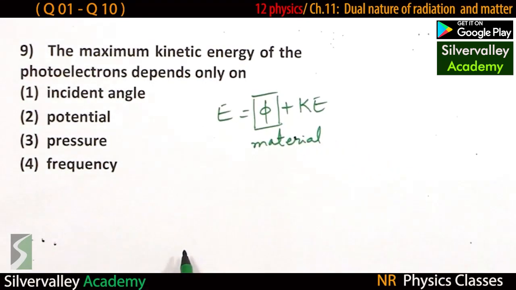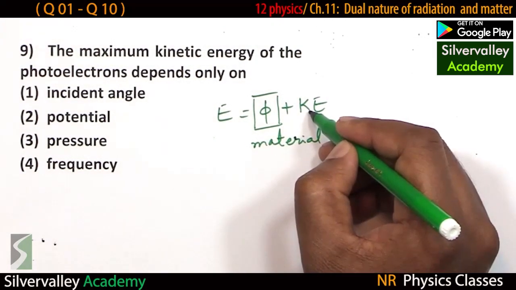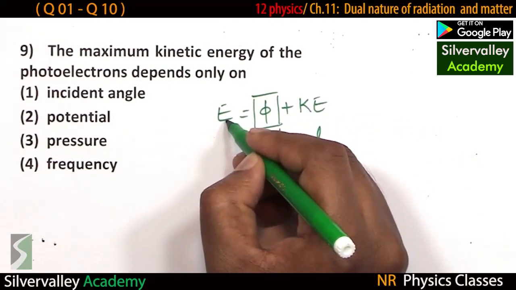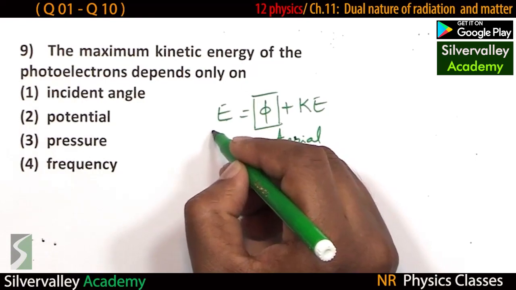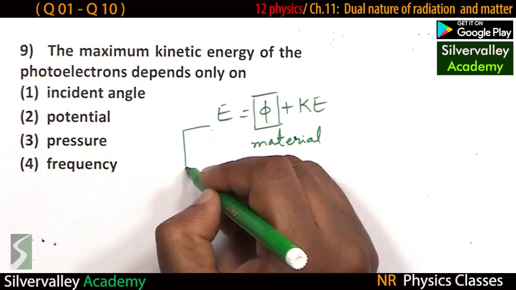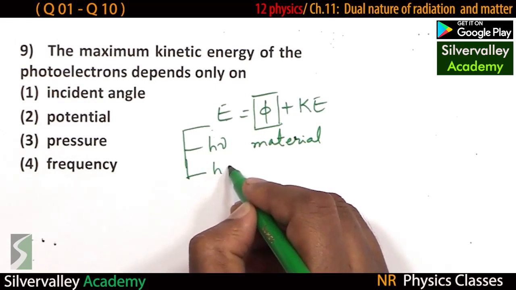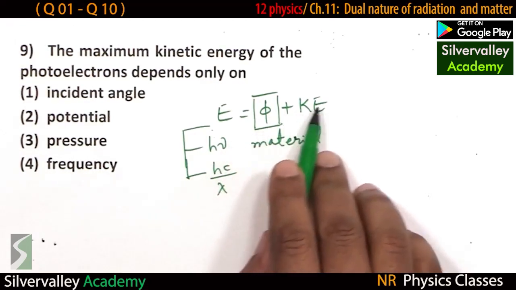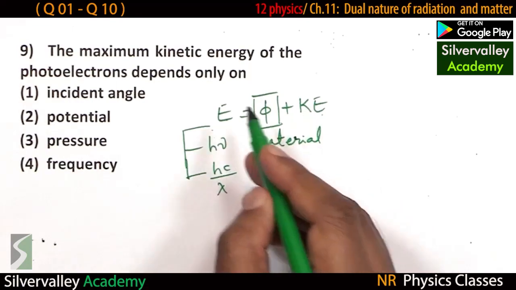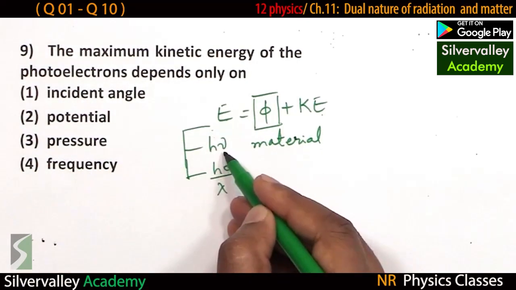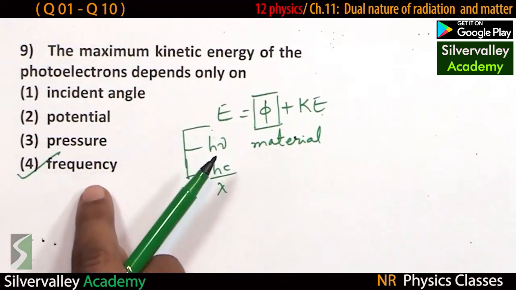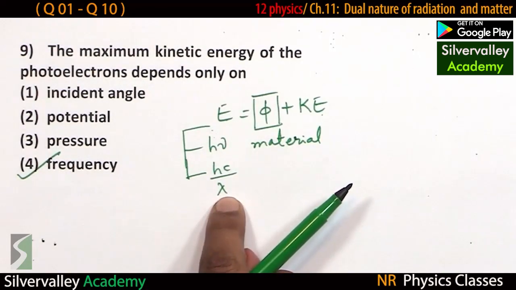Okay. So kinetic energy depends on energy of incident light. Energy of incident means h nu, or energy of incident means hc by lambda. So kinetic energy is affected by energy. Frequency, yes. If frequency is not there, then we have to go to wavelength.